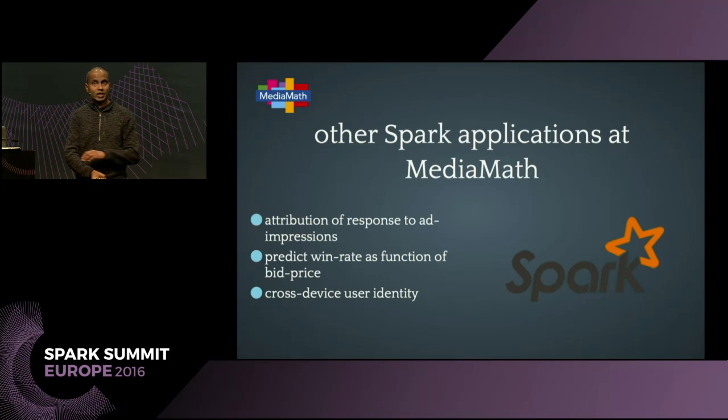So 3 other applications I want to mention very briefly here. First one is attributing clicks and conversions back to the impressions that led to them, which is very important if we want to have accurate machine learning models and accurate estimates of ad effectiveness. The second one is predicting the probability of winning an auction at a certain bid price. This, in addition to the machine learning input that I mentioned before, where we want to predict the response of a user to an ad, both of these are crucial inputs to the optimal bidding decision.